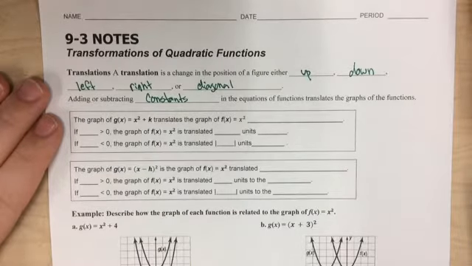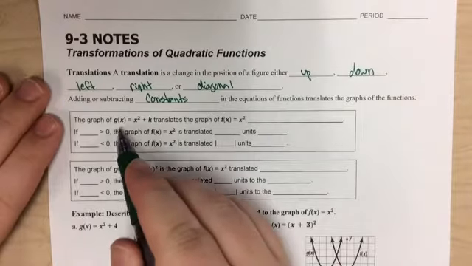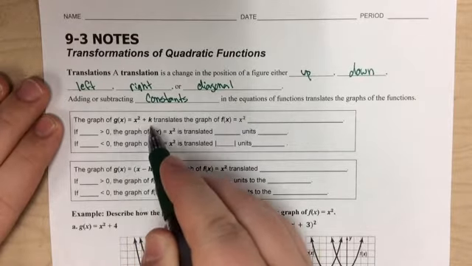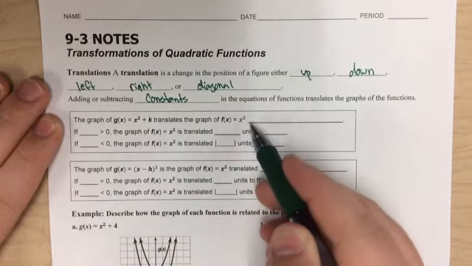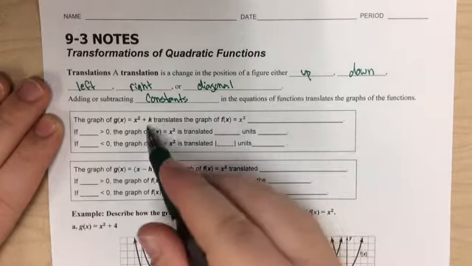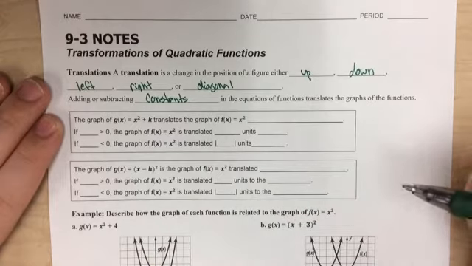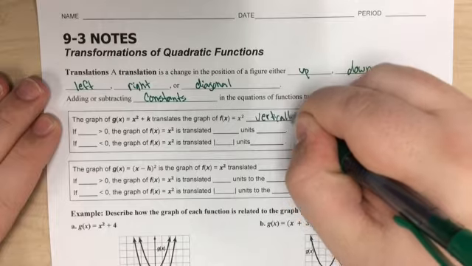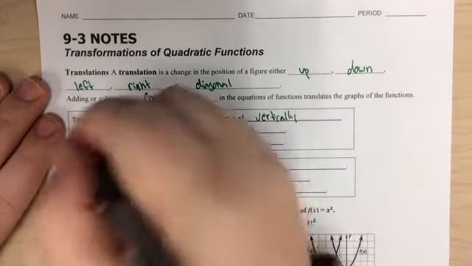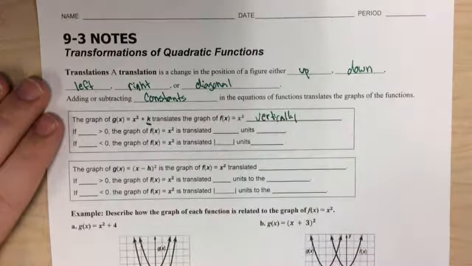And so the first one we're going to look at is the graph of g of x equals x squared plus k, and how that changes the function f of x equals x squared. And so when we add the k, it's going to change our graph vertically. So in this case, we're dealing with k. That's the focus on this one.